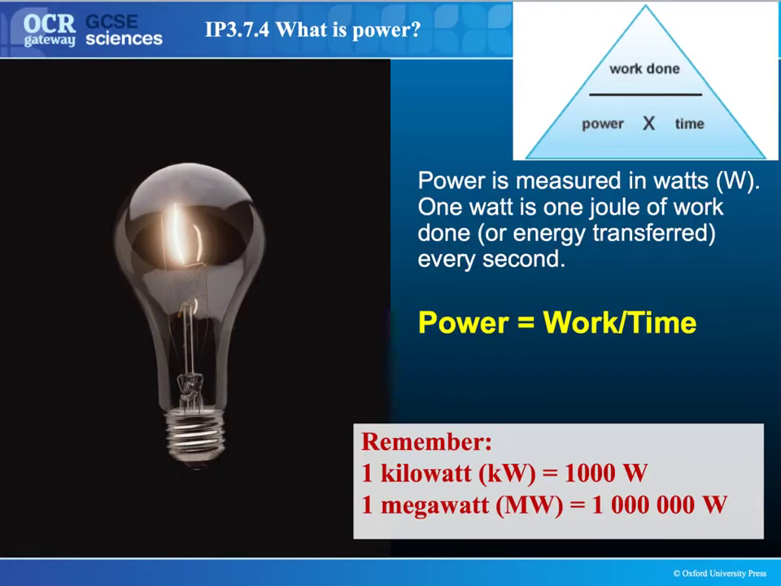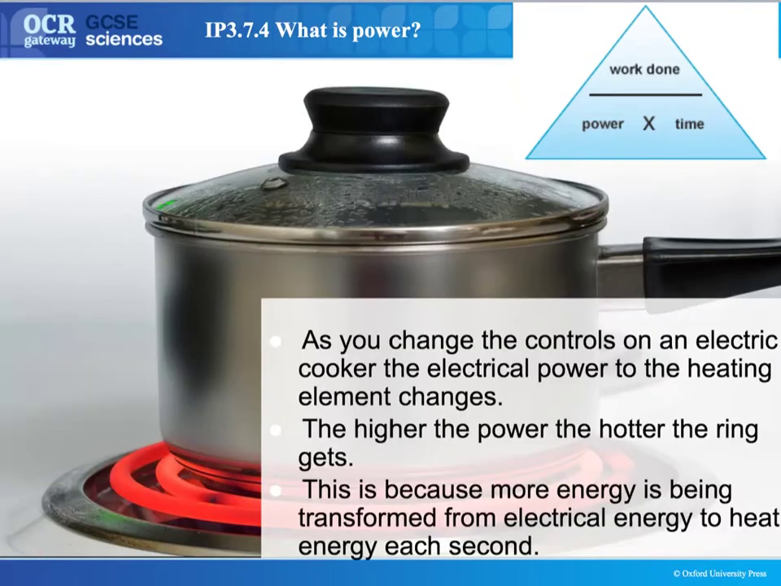We measure power in watts. 1 watt is 1 joule every second. So this light bulb here, if it is a 60 watt light bulb, will be transferring 60 joules of energy in a second, or 60 watts, using the equation power equals work divided by time. Don't forget, when we use things like kilowatts, we're talking about 1,000 watts. When we're talking about megawatts, we're talking about 1,000,000 watts or 1,000 kilowatts.